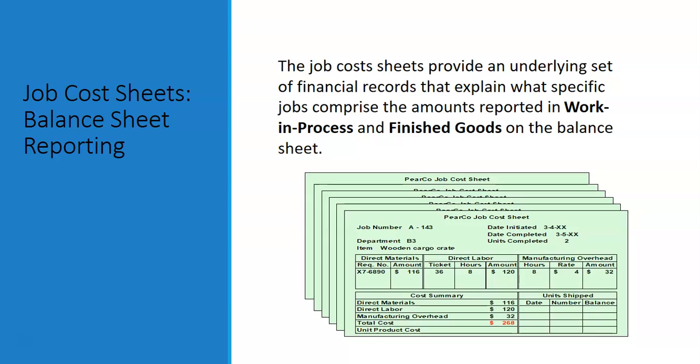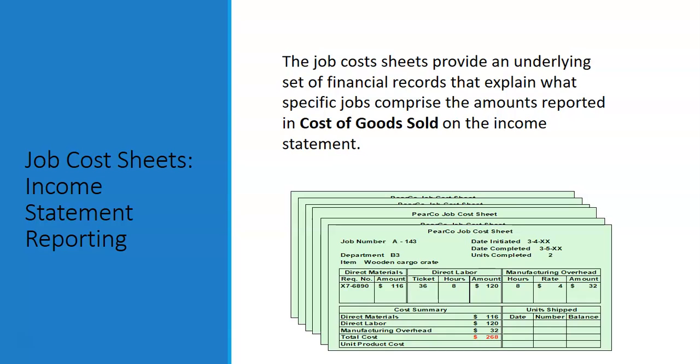I talked a little bit about this. This information ends up in work in process and finished goods inventory sitting on our balance sheet. When we sell items, the cost of that item becomes a cost of goods sold on our income statement, and the sales price becomes our sales revenue.